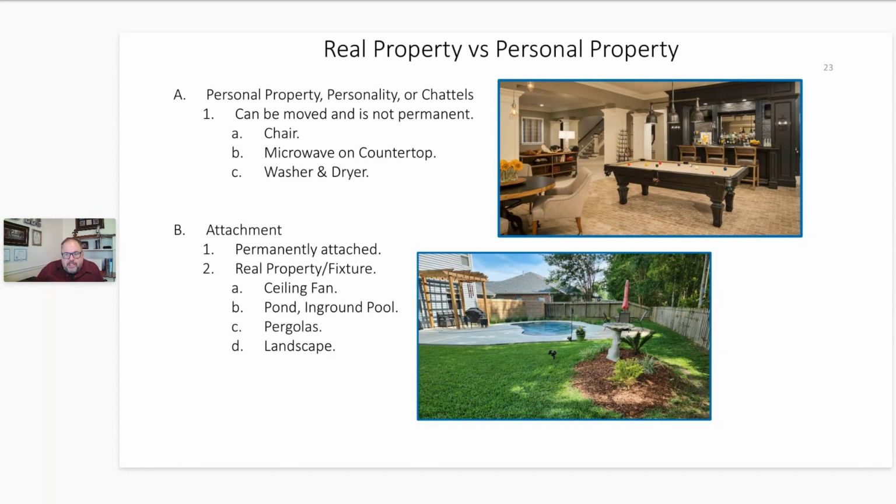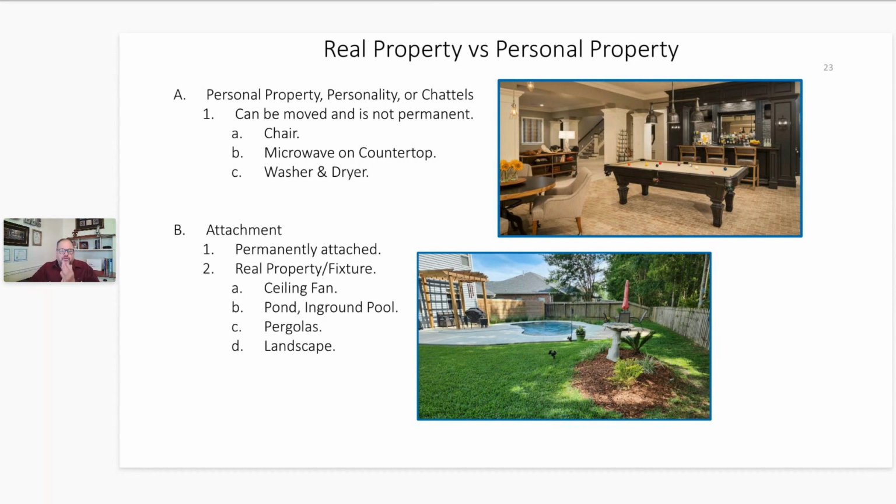So if you look at the pool table, I can load that up in a moving van. It's not permanently mounted. Neither is the little round coffee table right there with the chairs and the lamps, the bar stools. All that's considered movables. All that's considered personal property. Okay. Can be moved. It's not permanent. Okay. It can get a little sticky.